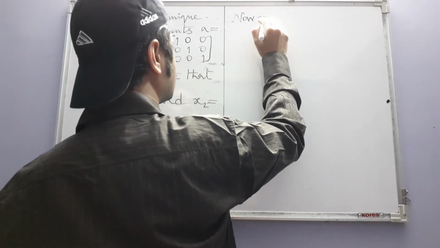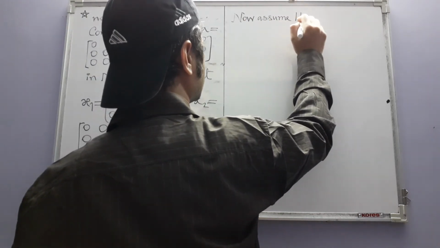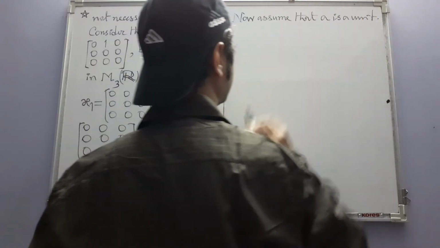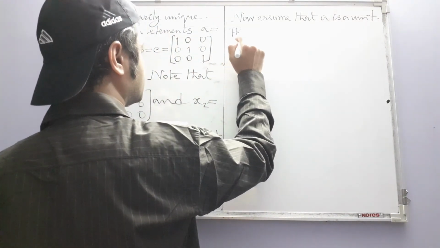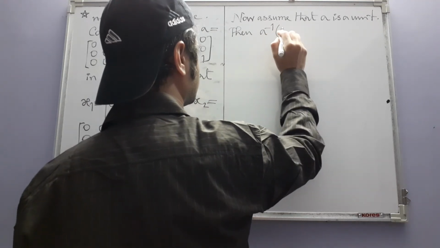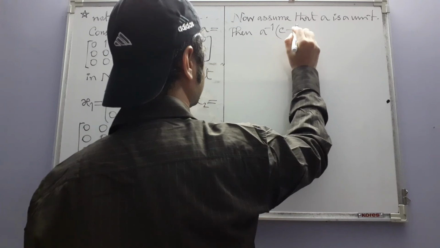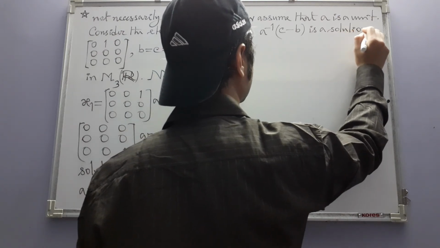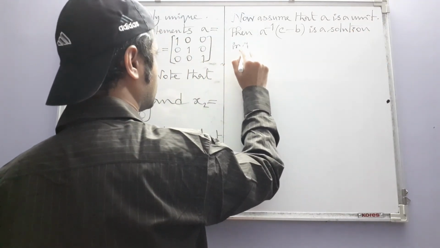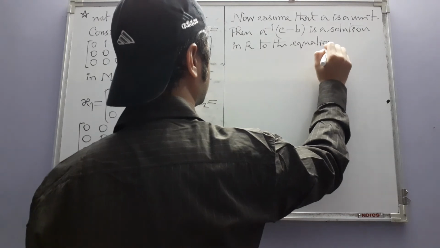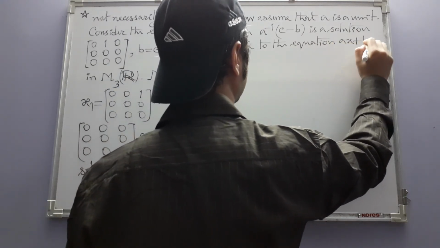Now assume that A is a unit, then you can of course see that A inverse times C minus B is a solution in R to the equation Ax plus B equal to C.